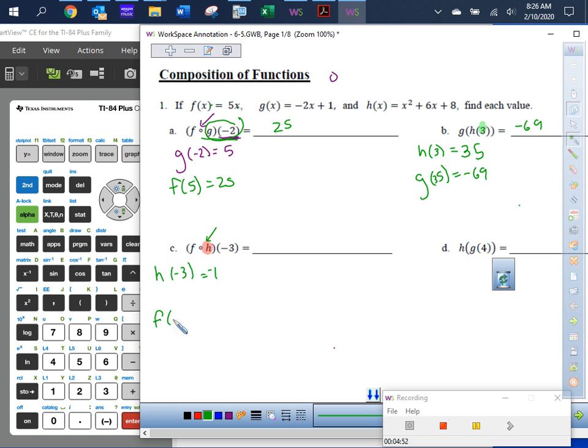So f of -1, I want you to write it down so I see what you're doing, but you can definitely do that mentally, and isn't that totally -5 in that case? Cool. So last one, I'll let you pause the video.